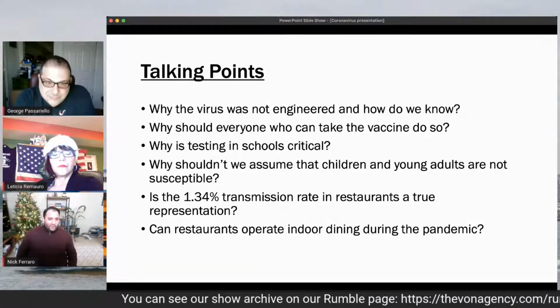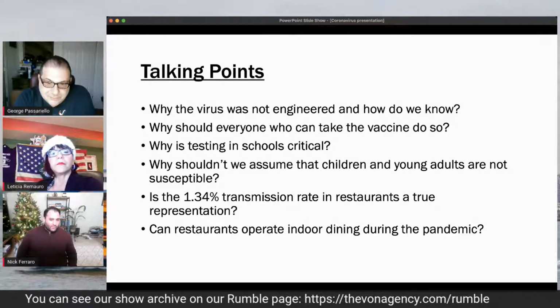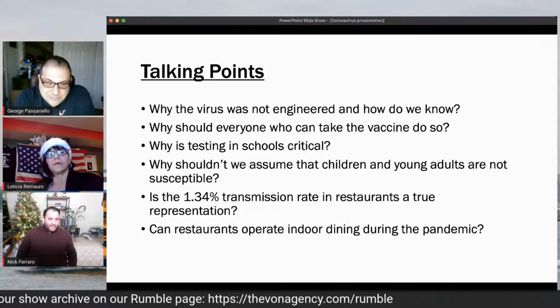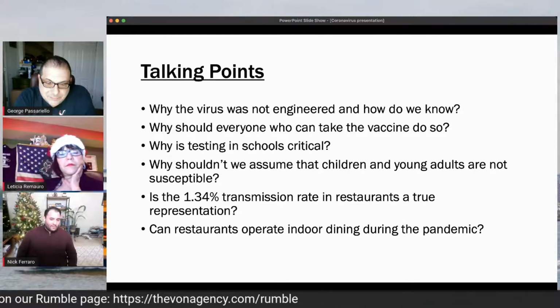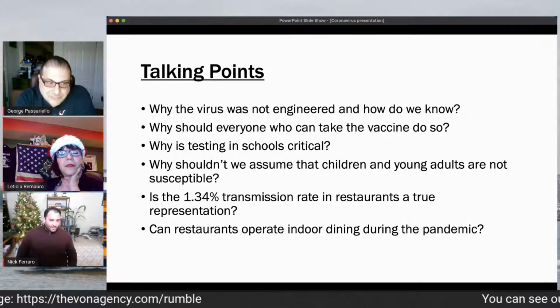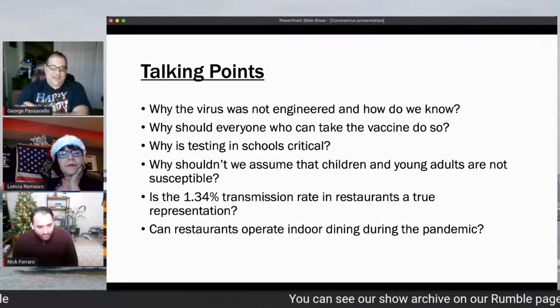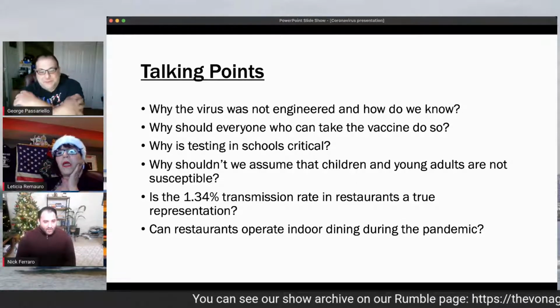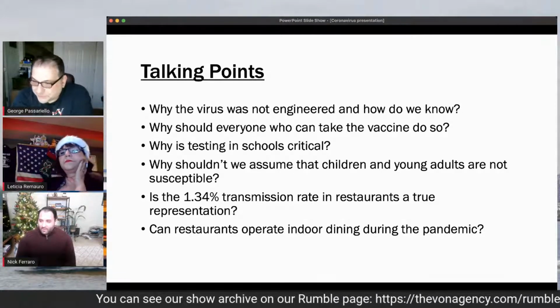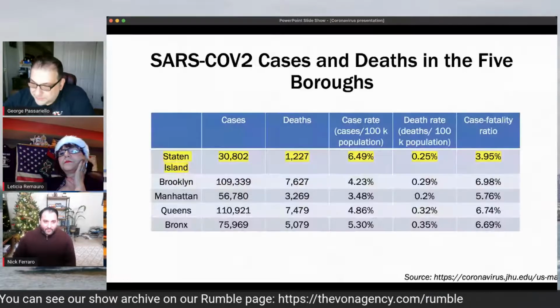Is the 1.34% transmission rate in the restaurants a true representation? And can restaurants operate indoor dining during the pandemic? Right? This is where we want to land. So that's a good one to end on, is answering these two. That'd be great. Yeah. And going back to asymptomatic transmission, right? I want to go back to it.